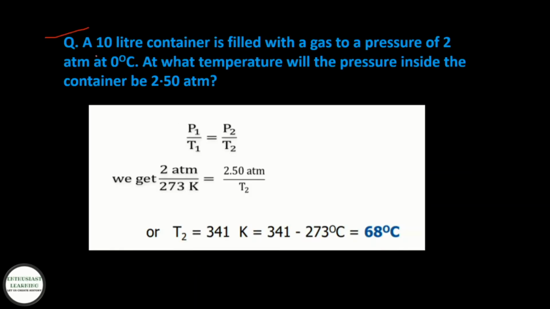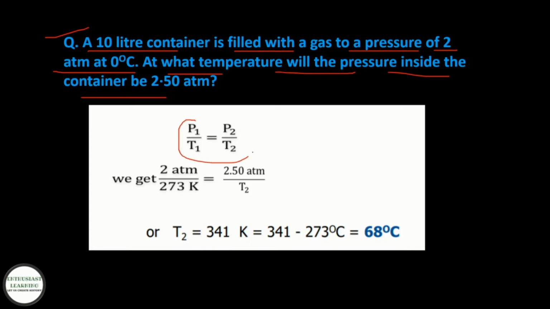Now a question. A 10-liter container is filled with a gas to a pressure of 2 atm at 0 degree Celsius. At what temperature will the pressure inside the container be 2.5 atm? As we know that P1 upon T1 is equal to P2 by T2, so we get 2 by 273 is equal to 2.5 by T2. From here T2 comes out to be 341 Kelvin.